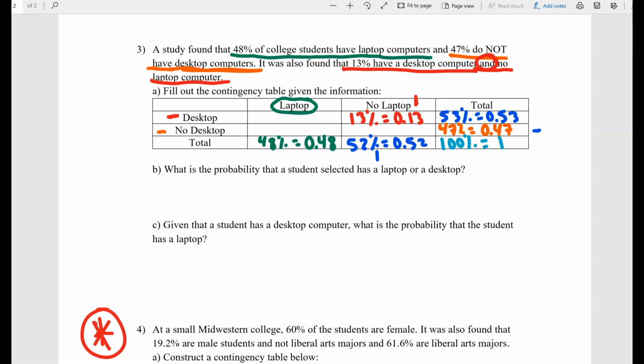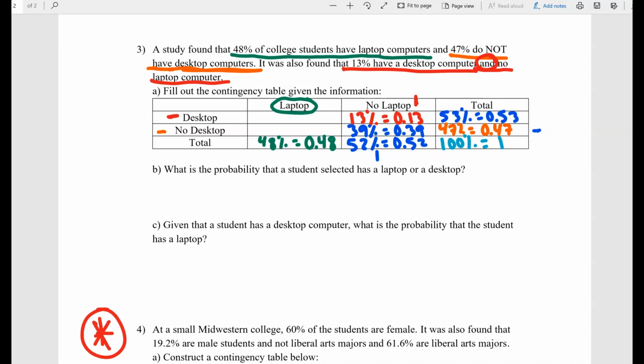All right, now let's look at this middle one with no laptop. So I know that this is 13%. The bottom part is 52. So if I take 52 and I subtract 13, I'm going to get 39. So this guy right here is 39% or 0.39.